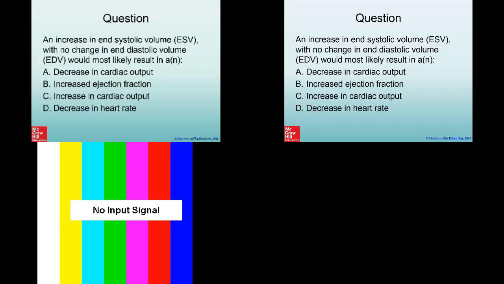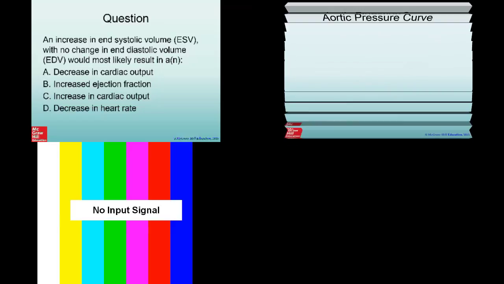Right? So if EDV stays the same, 120 milliliters, and ESV increases, let's say to 80 milliliters, then you've got a stroke volume of 50 instead of 70. So your ejection fraction goes down, your cardiac output goes down.